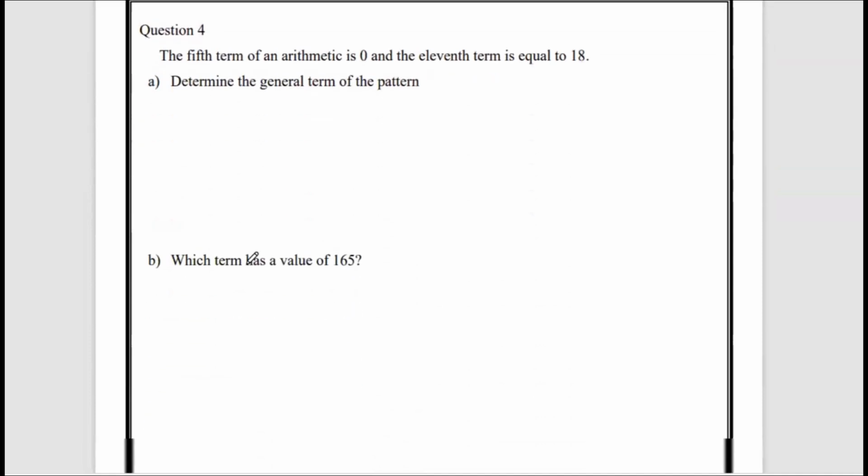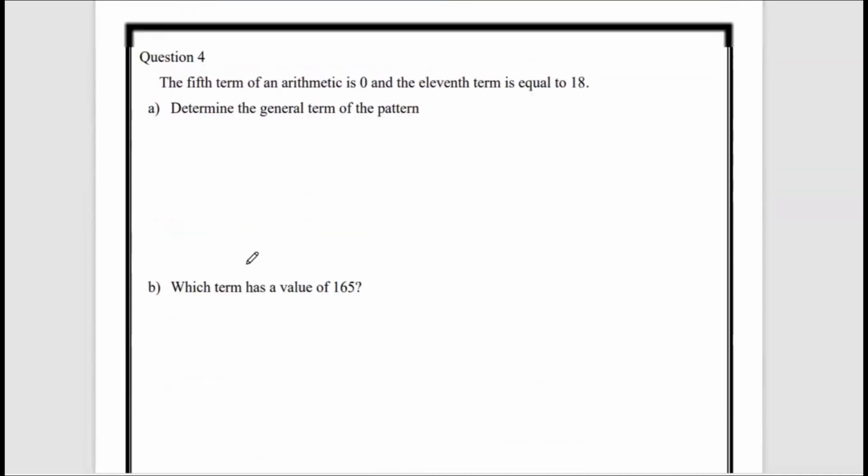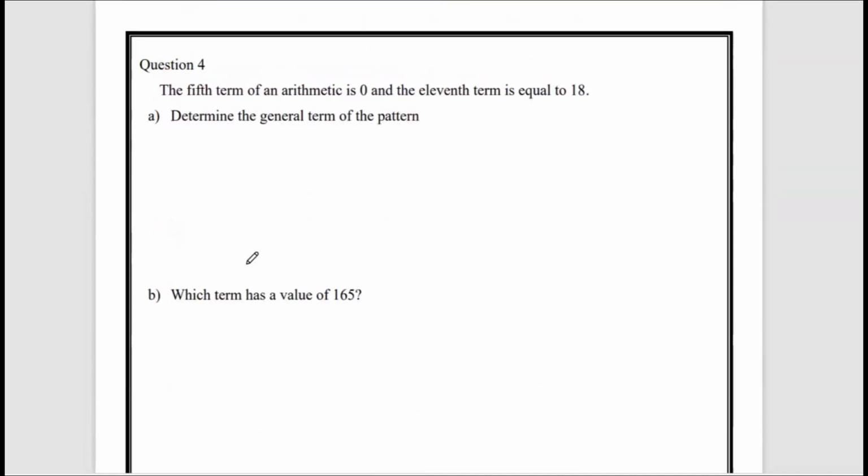All right, question number 4. They're telling us that the 5th term of an arithmetic is 0. The 11th term is 18. Can we determine the general term? So they want the Tn, okay?